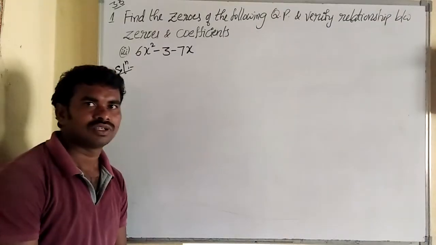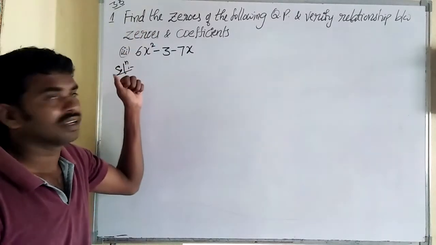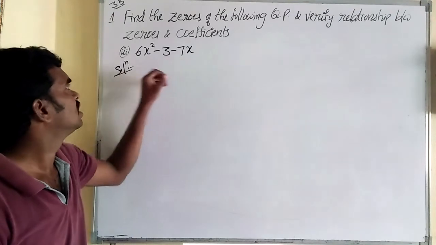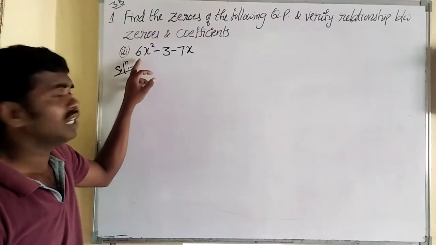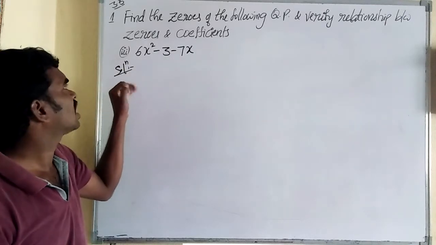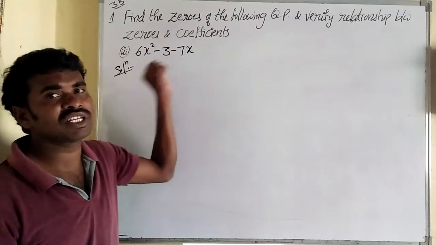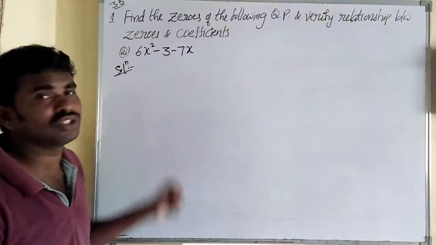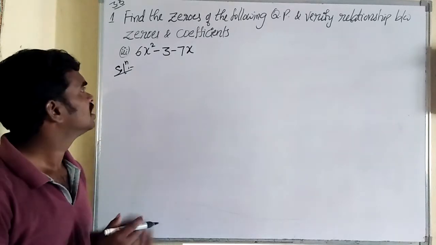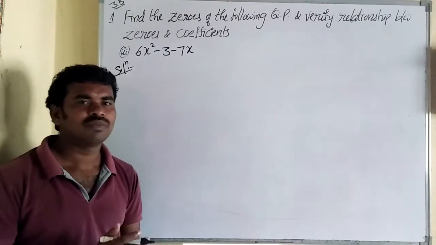Okay, friends, next, the third question. 6x square minus 3 minus 7x. Here it is not in order. Actually, the first term is the x square term, the second term is the x term, then the last term is the constant. But here, how to do it? Yes, very simple. There is no difficulty. Same process. Everything is the same. I will explain this.